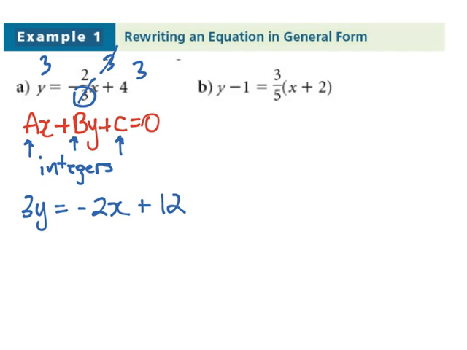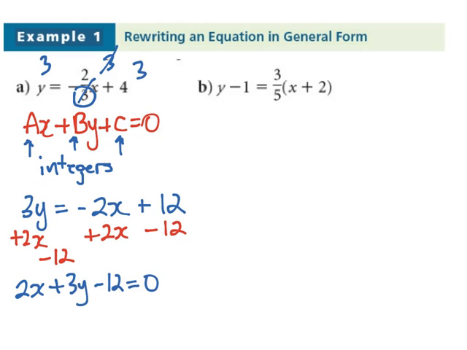Then what we're going to do is we're going to move the 2x over to the left-hand side by adding it to the equation, as well as subtracting the 12 to get rid of the 12 from the right side of the equation. If we add 2x on one side, we have to add 2x to the other, and we also have to subtract 12 because we subtracted 12 from the other side of the equation. So overall, we get 2x plus 3y minus 12 is equal to 0. And this is the answer we're looking for. This is the general form for our equation.